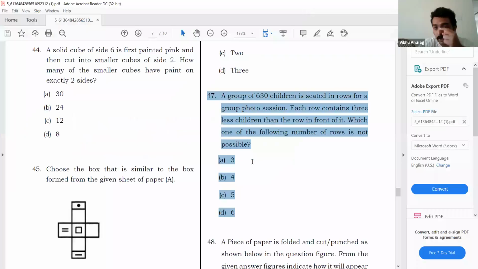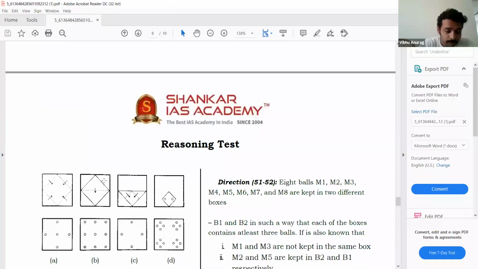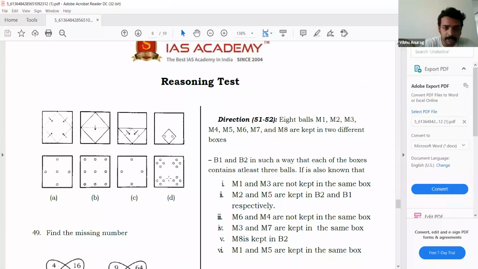We go to question number 48. See, this paper is folded and then it is punched. So reopen it. When you reopen this one, diagonally, you will get 1 dot here and you will get 1 dot here. The only option that has that kind of an arrangement is option D. For 48, you should get D. Did you get D for 48?